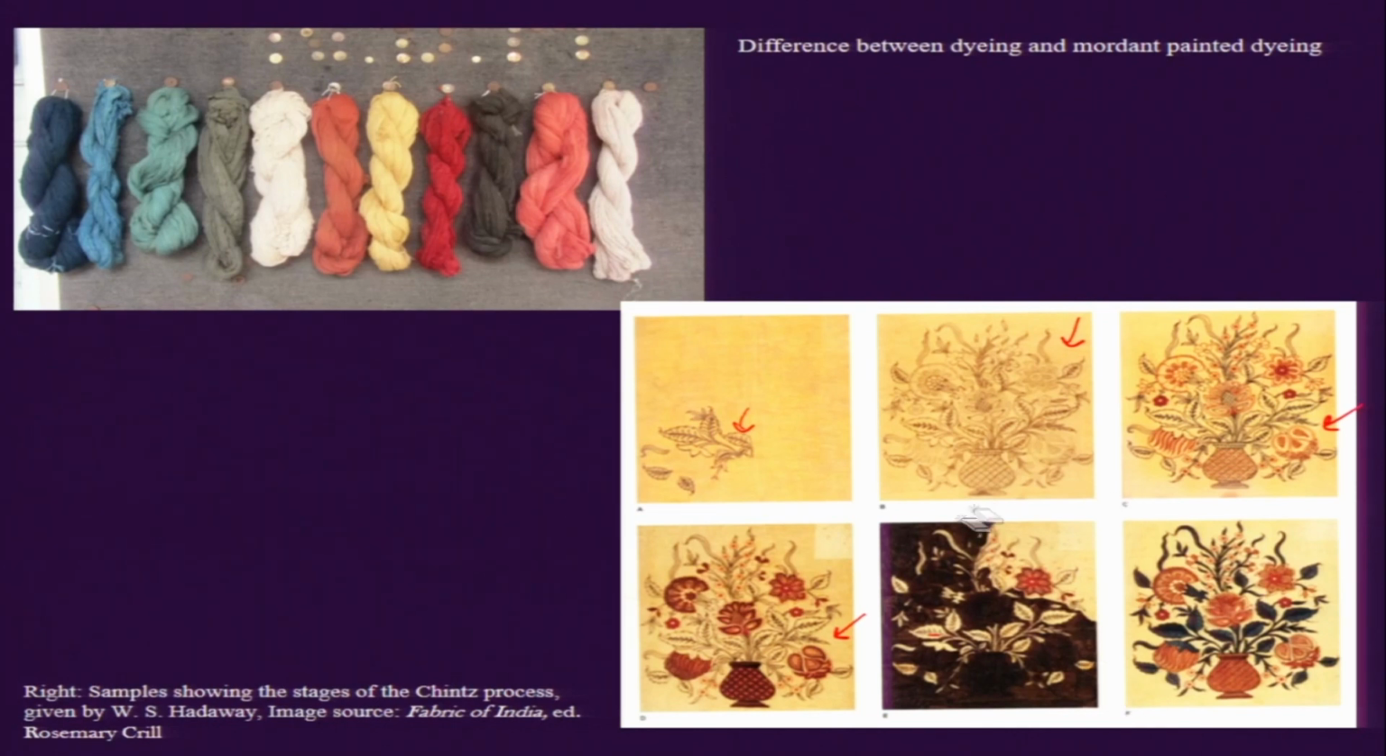And these are some of the samples which were collected by W.S. Hathaway sometime in the late 19th century, and those were then made part of the collection of the Victoria and Albert Museum. So for this reason, this mordanting technique is something that enables a particular kind of absorption of the dye, and then this selective area of the fabric surface will obtain the color and not the entire fabric.